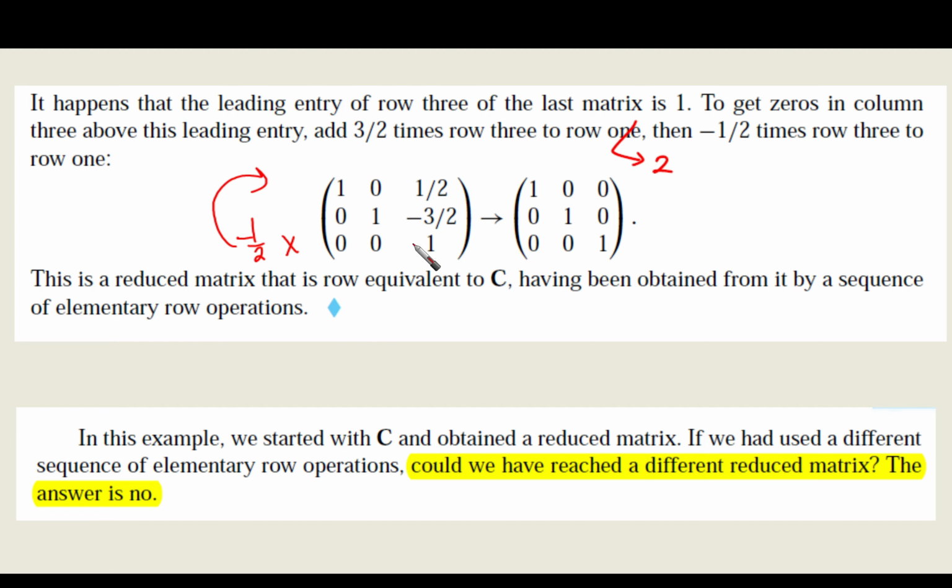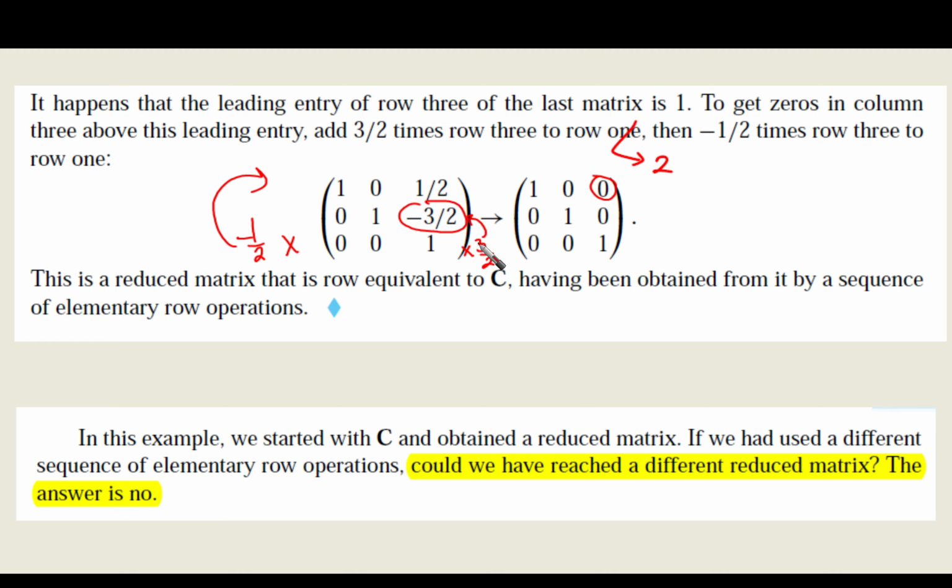So minus half times 0 plus 1 is 1. And minus half times 0 plus 0 is 0. And minus half times 1 is minus half, plus half, is going to be 0, right? Okay. Now let's get rid of this minus 3 over 2 to make it 0. How? Simply also, we are going to multiply row 3 by 3 over 2 and add it to row 2.